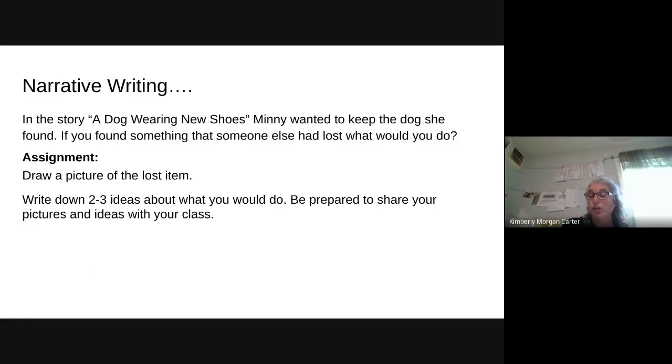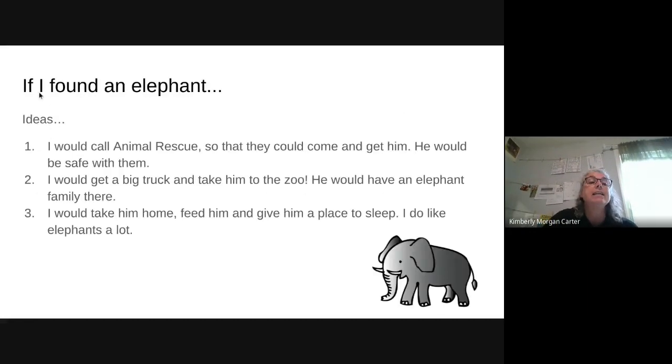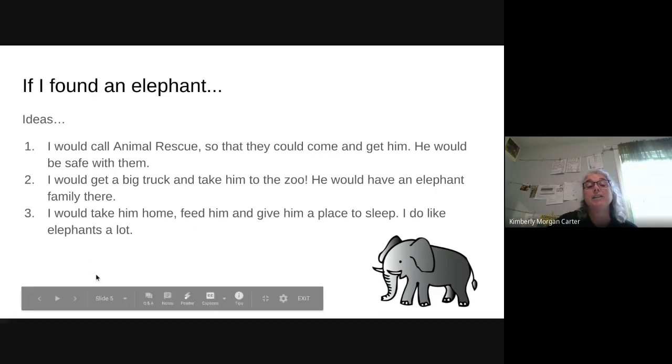So let me model for you an example of this. I said, if I found an elephant, here are my ideas. First, I would call animal rescue so that they could come and get him. He would be safe with them. Second idea, I would get a big truck and take him to the zoo. He would have an elephant family there. Third, I would take him home, feed him, and give him a place to sleep. I do like elephants a lot.